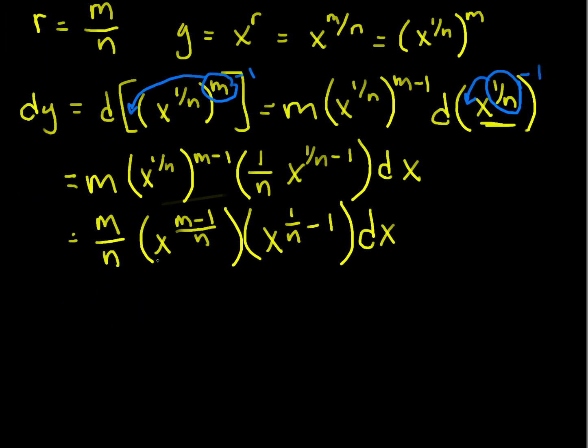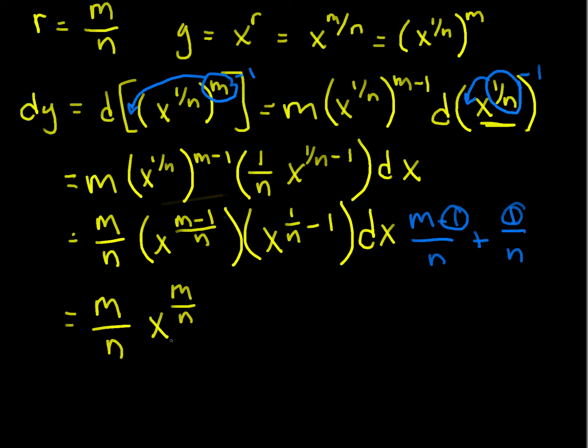Now same base, so I'm going to add the exponents. These two fractions already have the same common denominator, so it's going to be m minus 1 plus 1. So this is m over n times x to the m over n. That's what these two fractions simplify to. When I take m minus 1 over n and add it to 1 over n, that one and that one will cancel, and all I get left behind is m over n. Okay, and then we still have this minus 1 floating around.